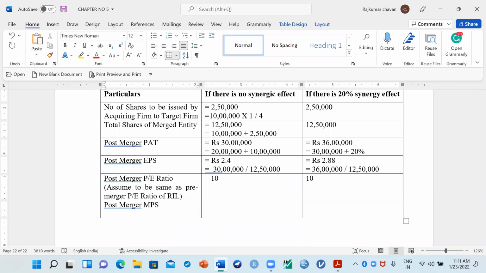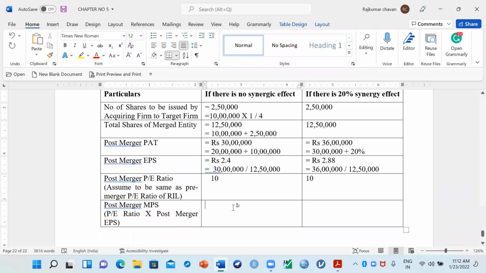So how to calculate market price per share? We already have the P ratio, which we assume to be the same here, into the post-merger EPS. This EPS is nothing but post-merger, remember. Then what will be the market price per share if there is no synergic effect? Can you put your answer in the chat box? How much will be the market price in the first case? What is the P ratio? 10. And what is the post-merger EPS? 2.4. So what is the market price per share? If there is no synergic effect, it will be 24 rupees.